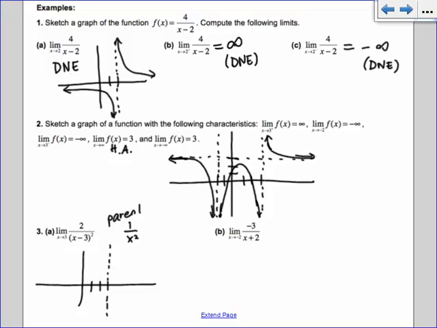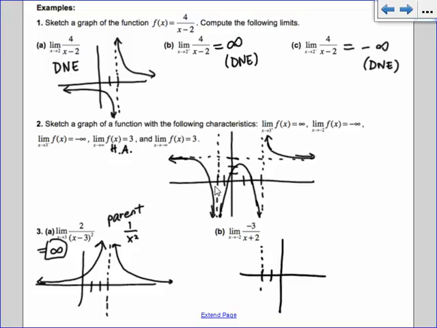All right, so we got that. So it's going to go up and like that. All right, so if we have 2 over (x minus 3) squared and we take the limit as x goes to 3, what would we say? Most specific answer? Infinity. But if we have x goes to negative 2, is the parent 1 over x squared now? No, it's 1 over x. What's the negative do? It flips it over, right?